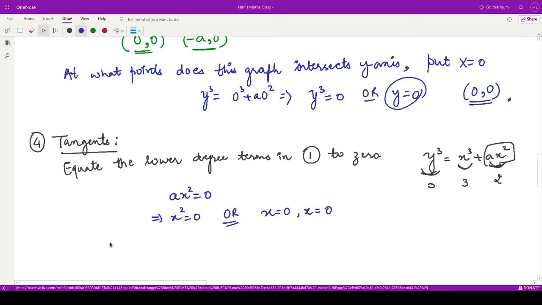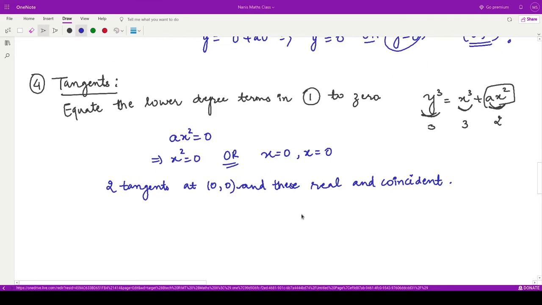So that means we obtain two tangents at 0, 0. Moreover, these two tangents are real. We obtain two tangents at 0, 0, and these are real and coincident. If they are real and they lie on each other, so that means we would have a cusp at this point. So now what is this cusp?